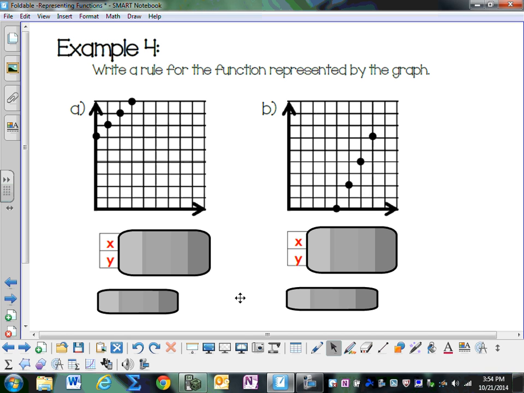So example 4, write a rule for the function represented by the graph. So go ahead and identify your points in a table, and then use that table to find a rule.